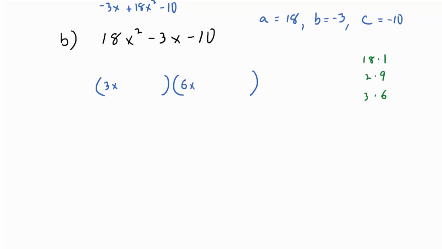And then you look from the FOIL method, first, outer, and last. You look at first and last. So you need 2 numbers whose product is negative 10. What are the possibilities there? Forget about the negative. 10 and 1. 5 and 2, 2 and 5. That's pretty much it, up to order, right? So which one do you want to try?